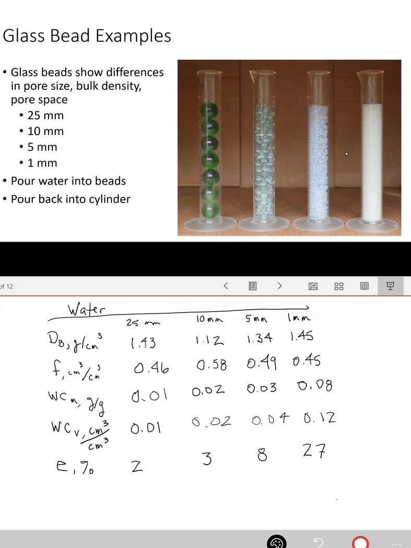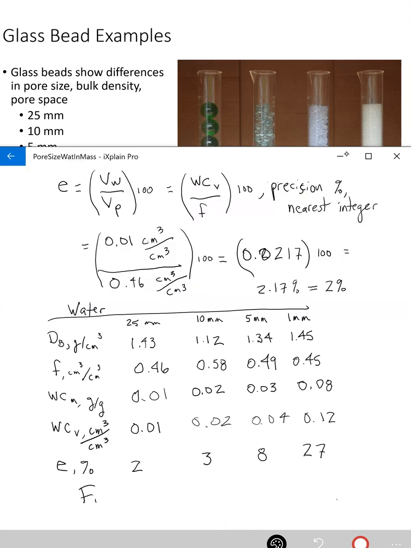In this case, our set of conditions was what we would call field capacity. Field capacity is that water left in the soil once gravity has drained what it can.